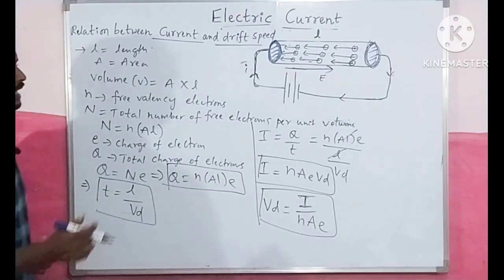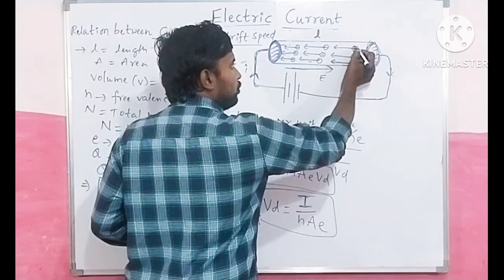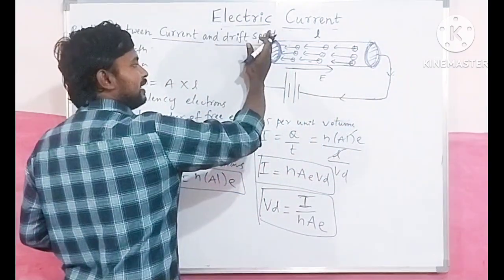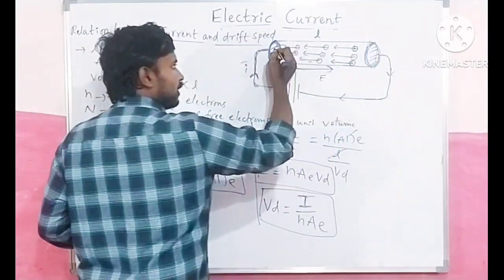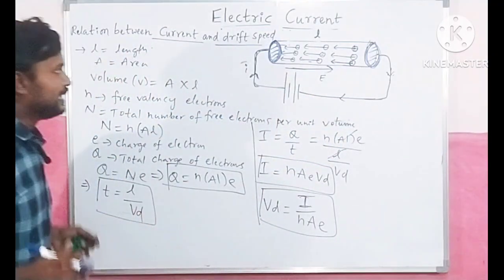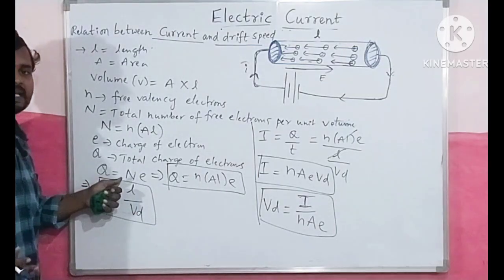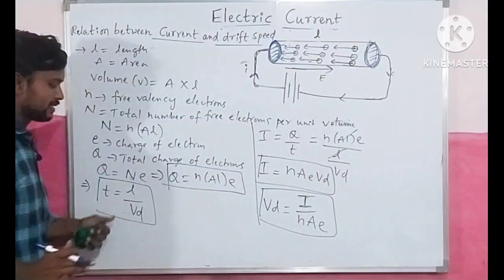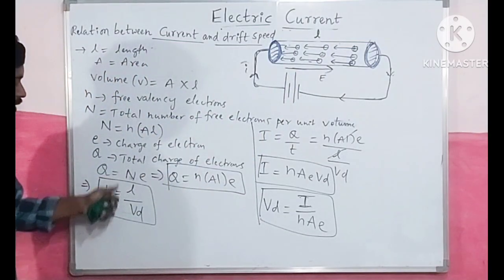Next is the time taken for an electron to move from one end of the conductor to the other end. Time taken equals distance by speed. Here the distance is the length of the conductor, L, and the speed is the drift speed v_d. So t equals L by v_d.